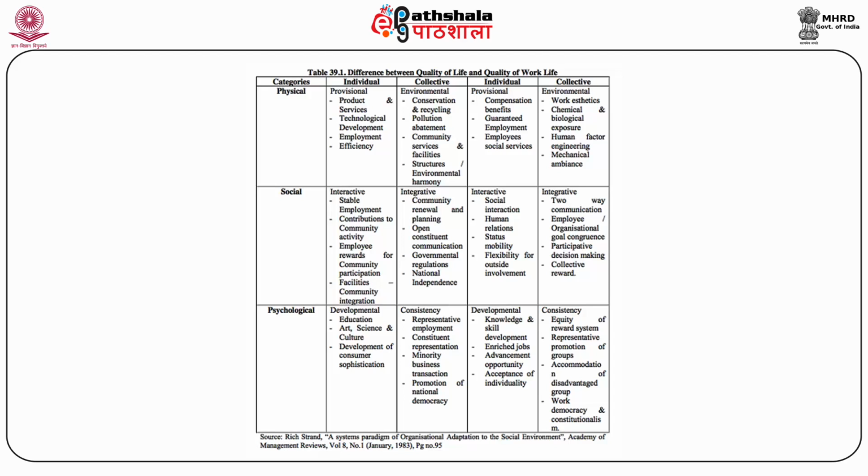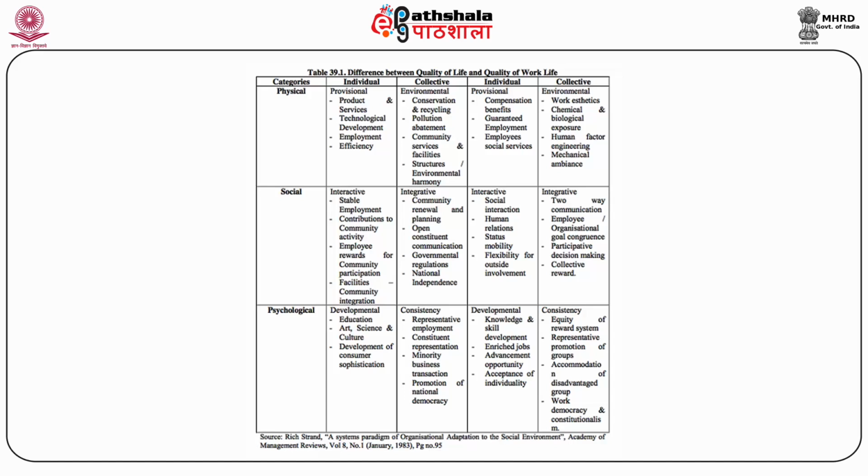And when we are talking about quality of work life and it is interactive, it includes social interaction, human relations, status mobility, flexibility for outside involvement. And when it is integrative, it has two-way communication, employee or organizational goal convergence, participative decision making, collective rewards. Third category is psychological. When we are talking about quality of life, it is developmental. It includes education, art, science and culture, development of consumer sophistication, and when it is consistency, it includes representative employment, constituent representation, minority business transaction, and promotion of national democracy.